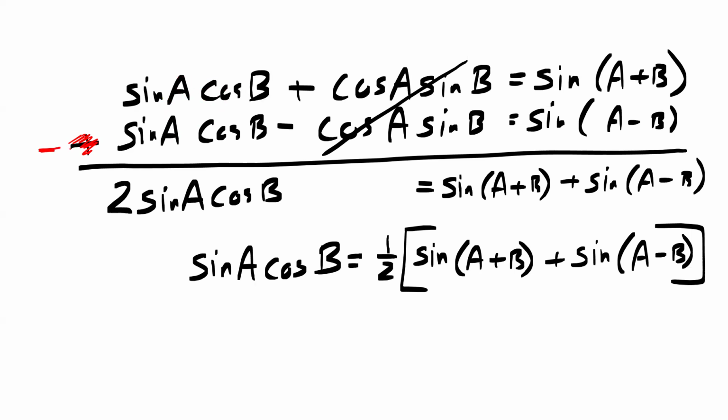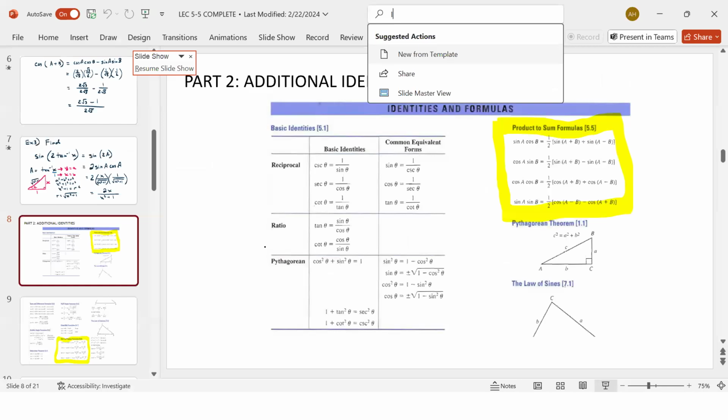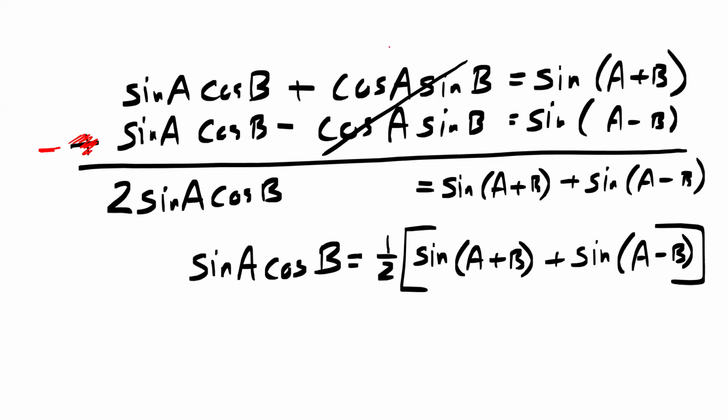Sine of A cosine B, sine of A cosine B. That's going to go away. Is that right? What's going to happen to these guys? Whoa, how did that happen? Okay. What's going to happen to these guys?